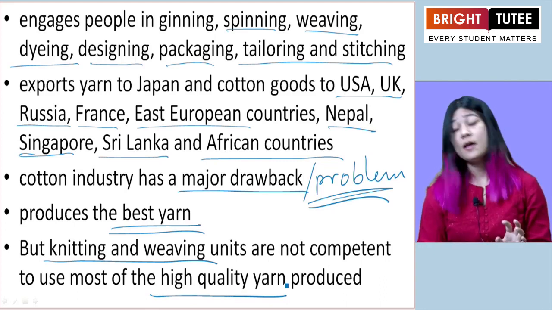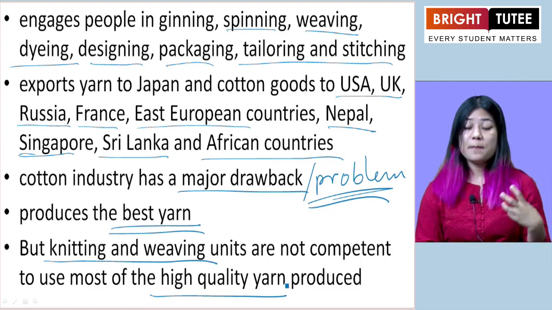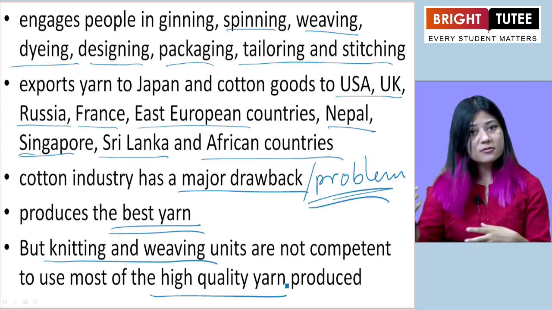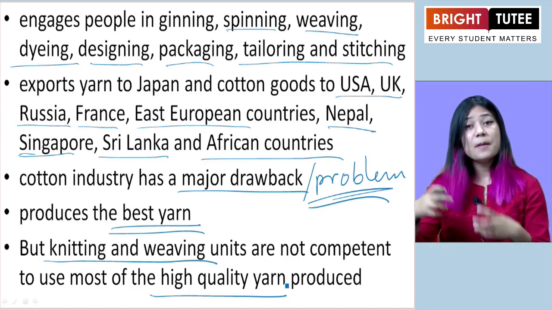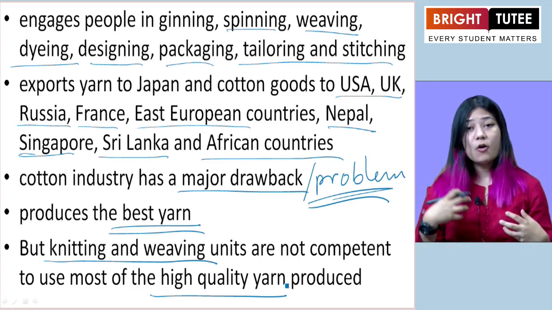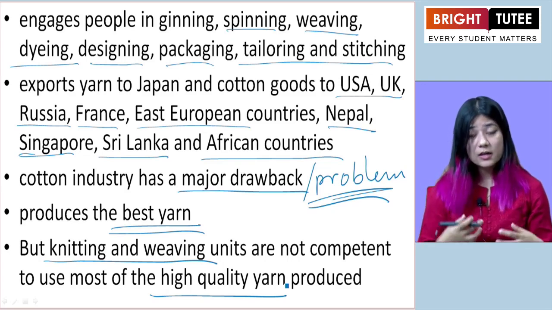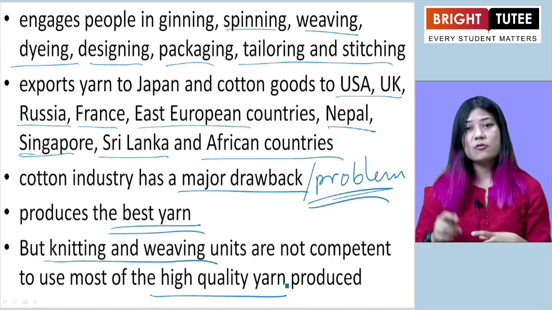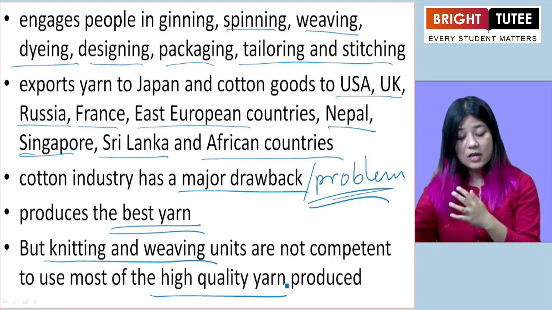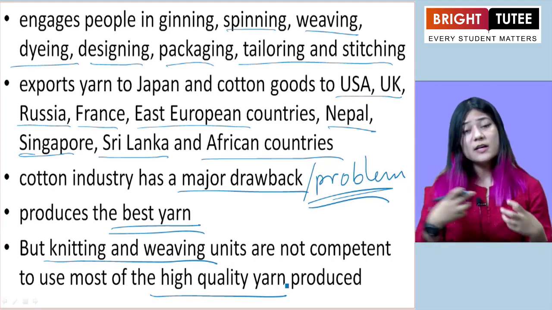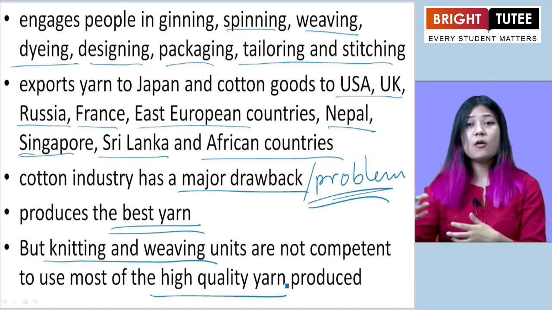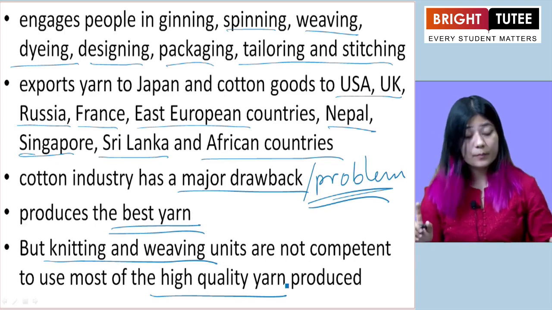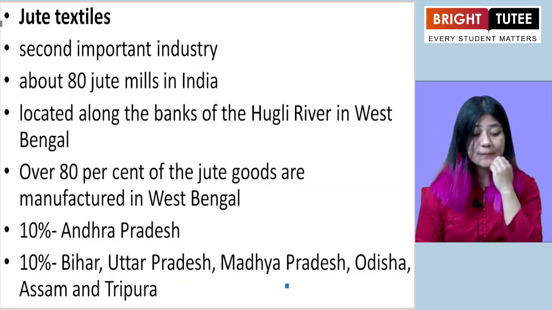Let me say that again. Our country produces the best yarn, but the knitting and weaving units that we have are not proper enough. They are not meant for working with the high quality yarn that we produce. So because of that, we cannot use the knitting and weaving units with our yarn to produce better quality textiles. That is one major drawback that we suffer.